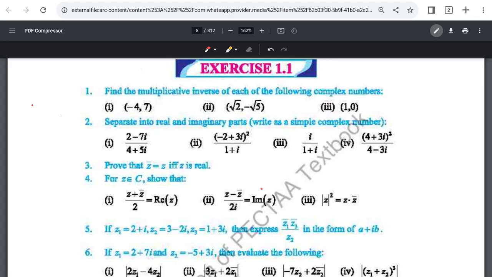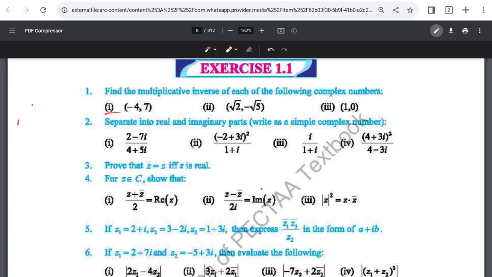It is the second lecture. So the first question we have: find the multiplicative inverse of each of the following complex numbers. We have been given these complex numbers, so we have to find the inverse of each number. The first part is minus 4 and 7. First of all we write it in the complex form.